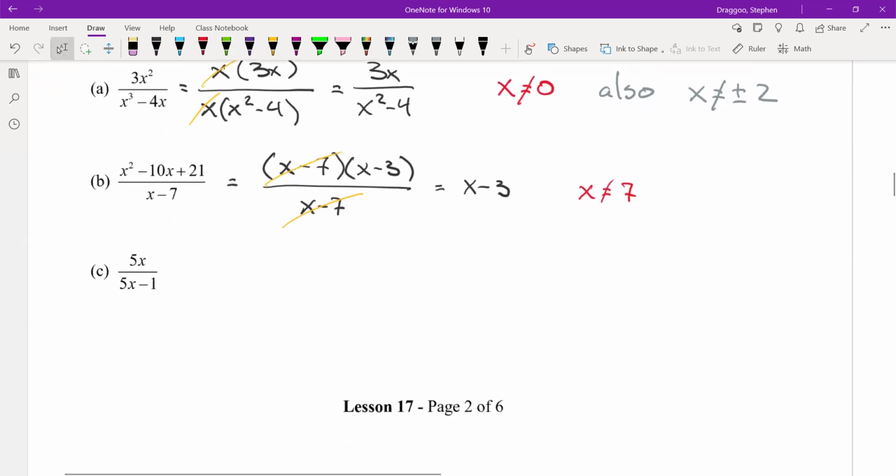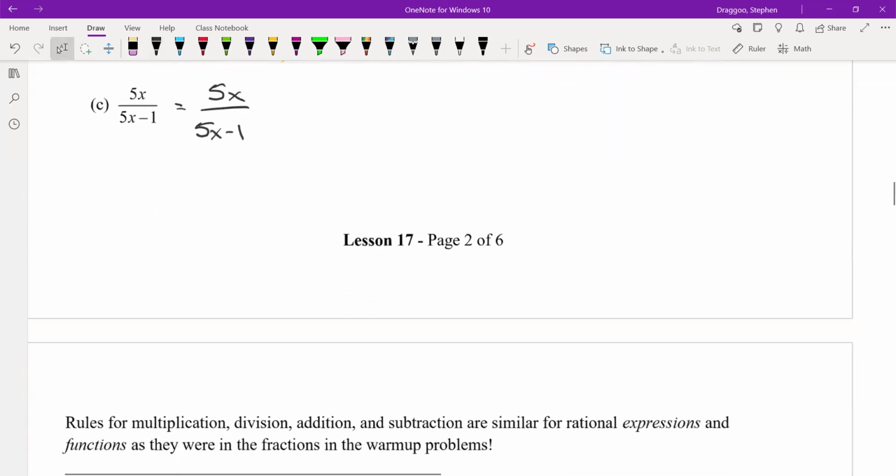Now, 5x over 5x minus 1, this thing doesn't simplify. Nothing to do here. There are no common factors between numerator and denominator, so I just got to leave it as it is. Nothing to see here.